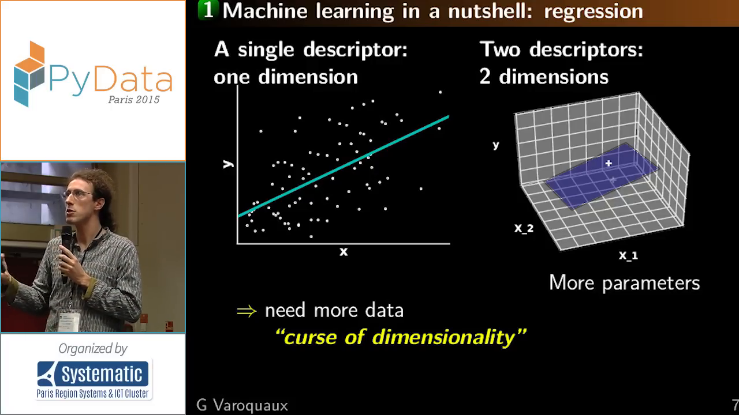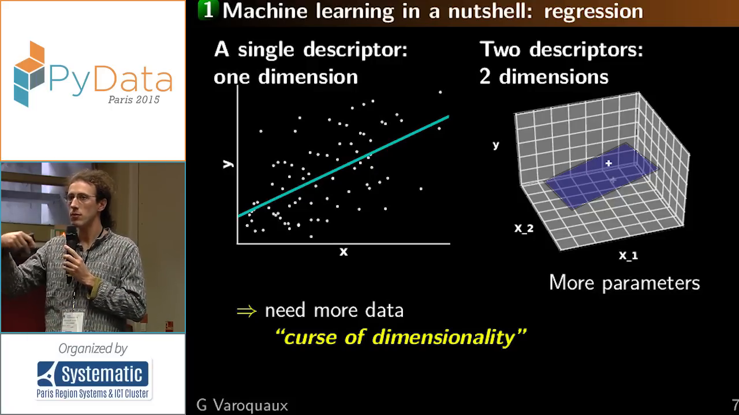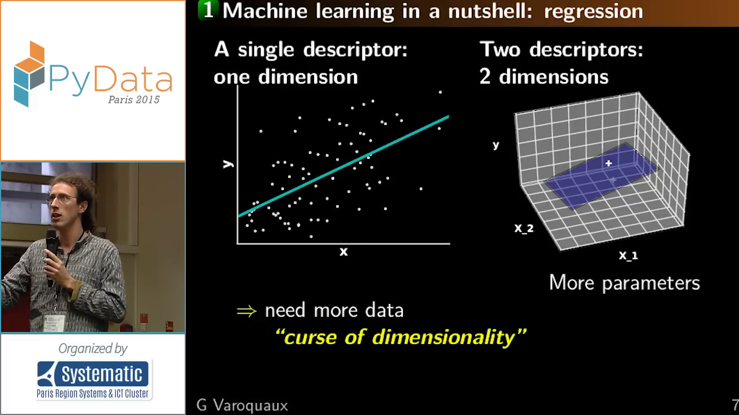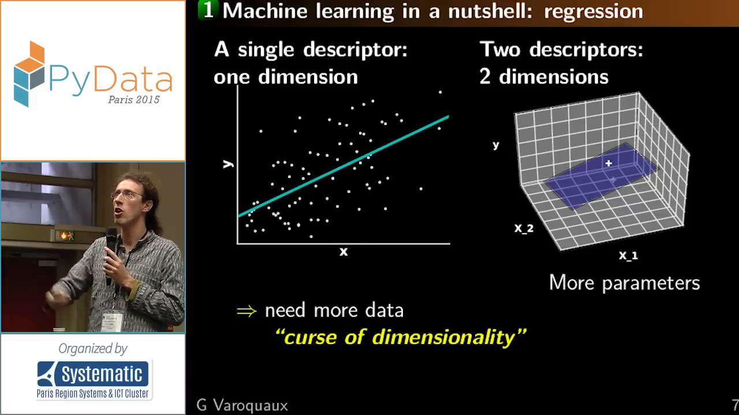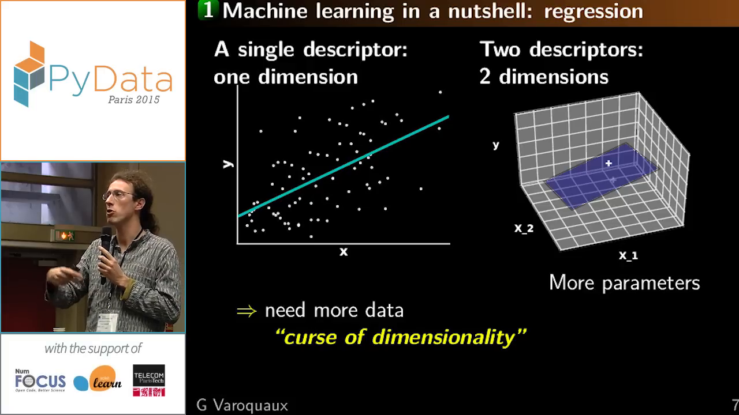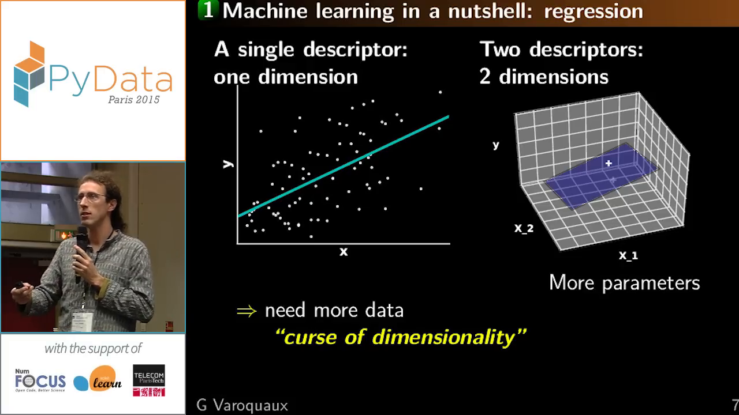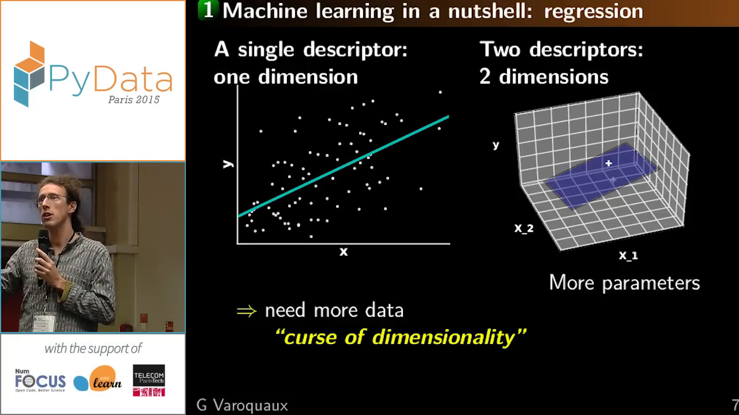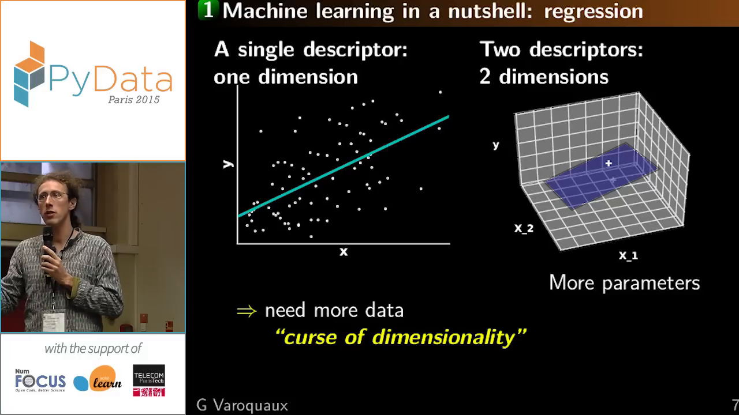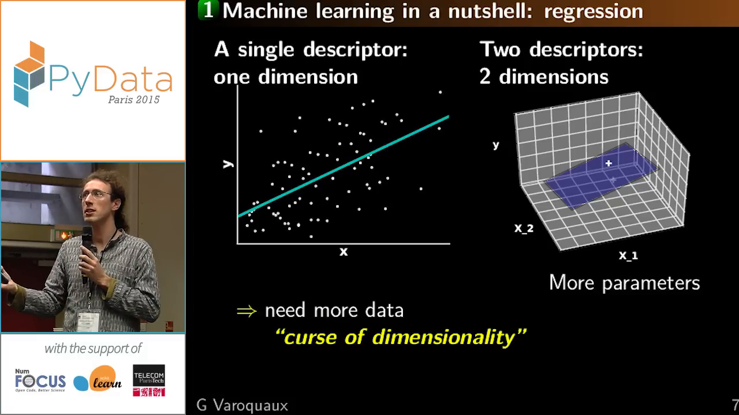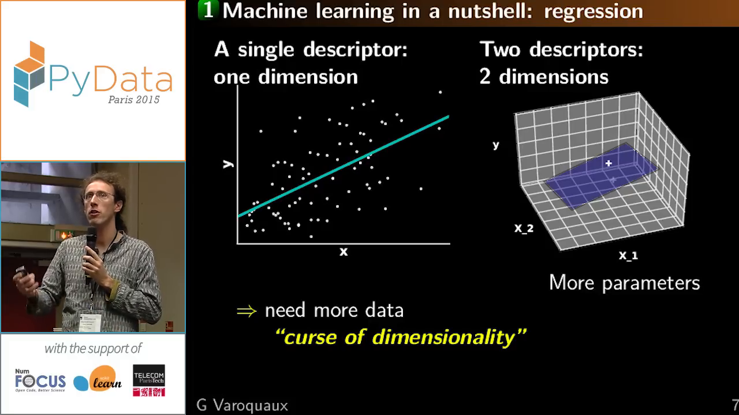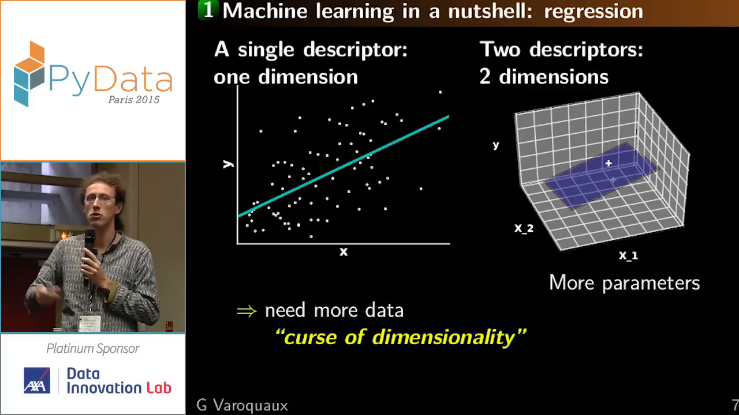And that's the problem machine learning faces, which is that as models are getting richer, as our data is getting richer, we're having more and more parameters to learn, which means that we need more and more samples. So that's typically a problem that machine learning addresses, and the way it addresses it is through regularization. Out of all these models, we're going to prefer one that is simpler for a certain definition of simple.